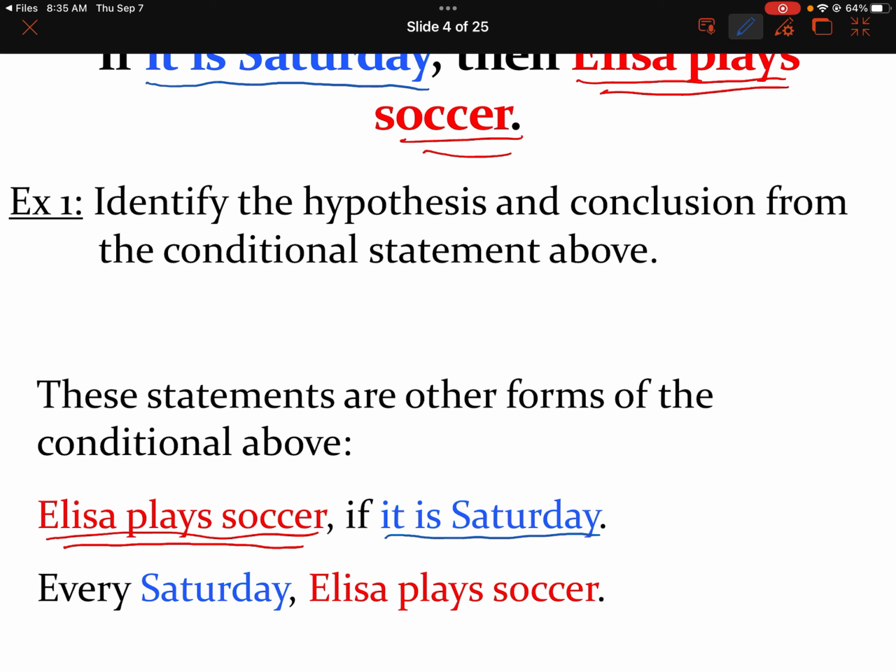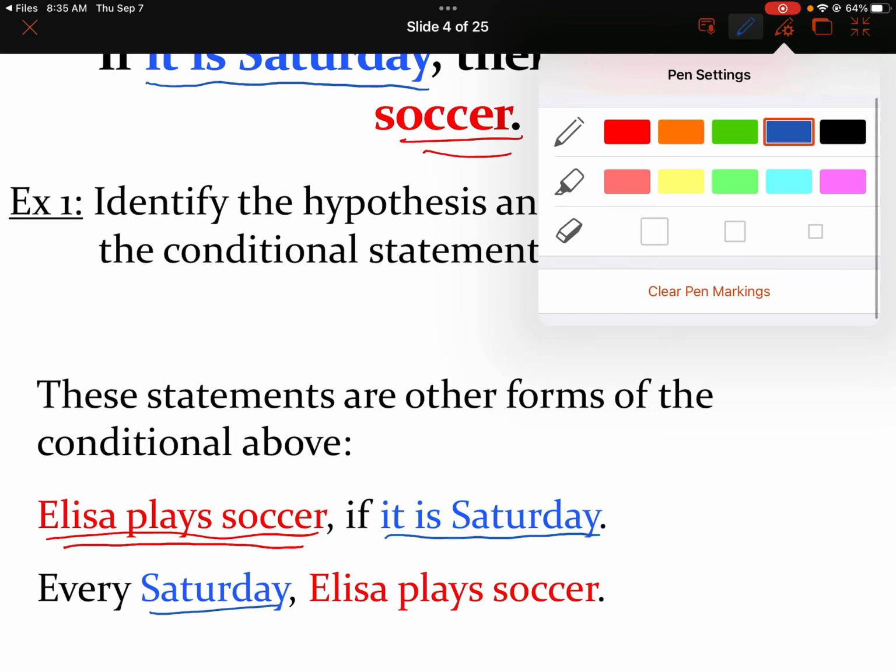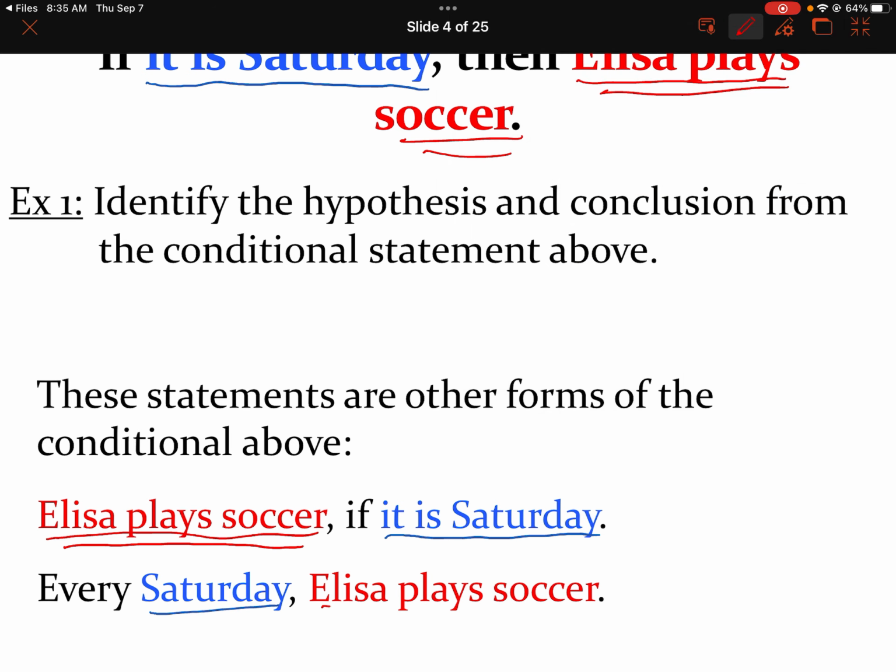Every Saturday, Alyssa plays soccer. That's going to mean the same thing as the other two. Notice how the word if and the word then aren't even in the statement. So Saturday, that's our hypothesis. Alyssa playing soccer is our conclusion. You're going to see why that's important to learn and understand in our next video.